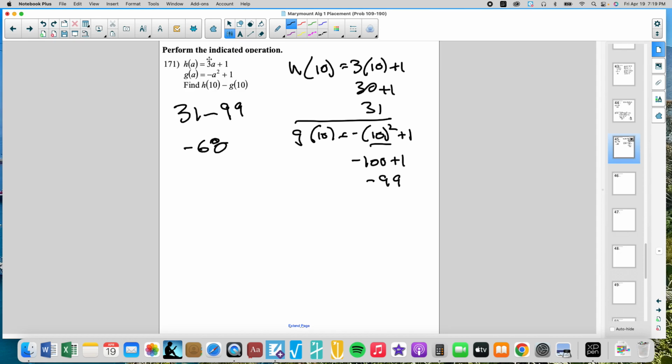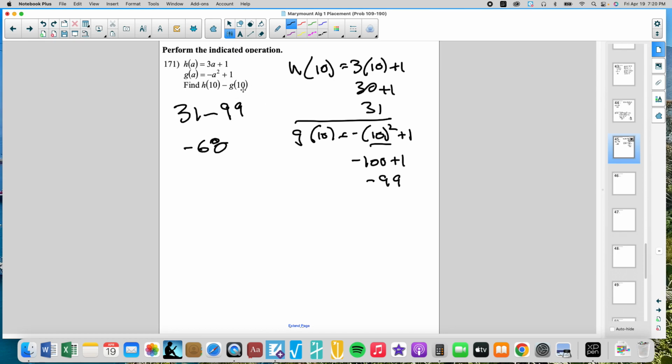30 plus 1. That's 31 minus g of 10. G of 10. 10 squared is 100. 10 squared, opposite negative, plus 1, 99.